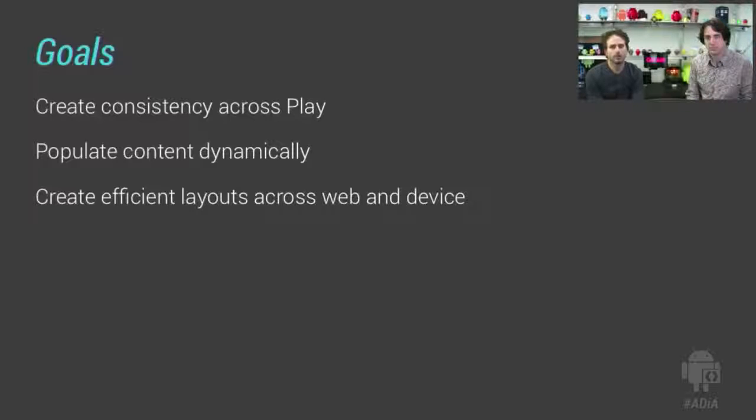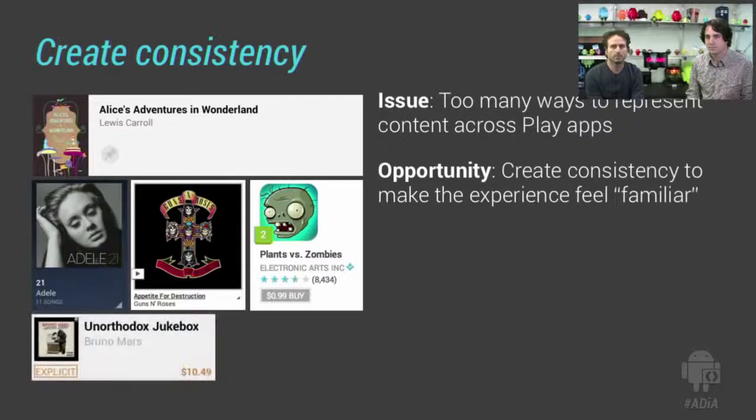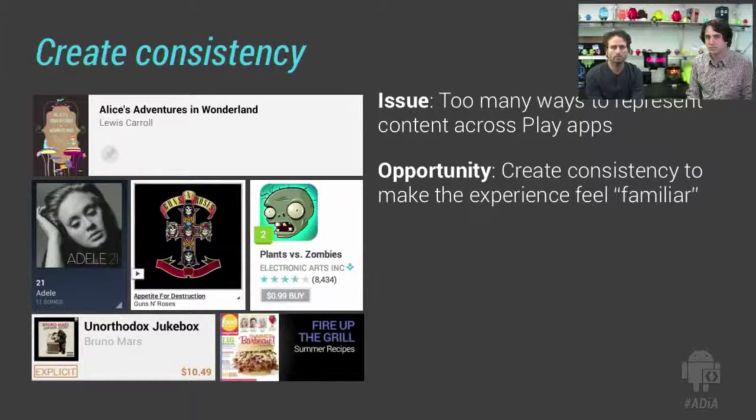So we had three goals in mind when we redesigned the Google Play suite of applications. One was to create consistency across Play, to populate content dynamically, and to create efficient layout on web and device. So creating consistency. Basically, if you have been using Google Play in the past, you would have seen that we had a lot of different ways to represent content. And we thought that we sort of needed to make it uniform in order to create an experience that felt familiar to people.